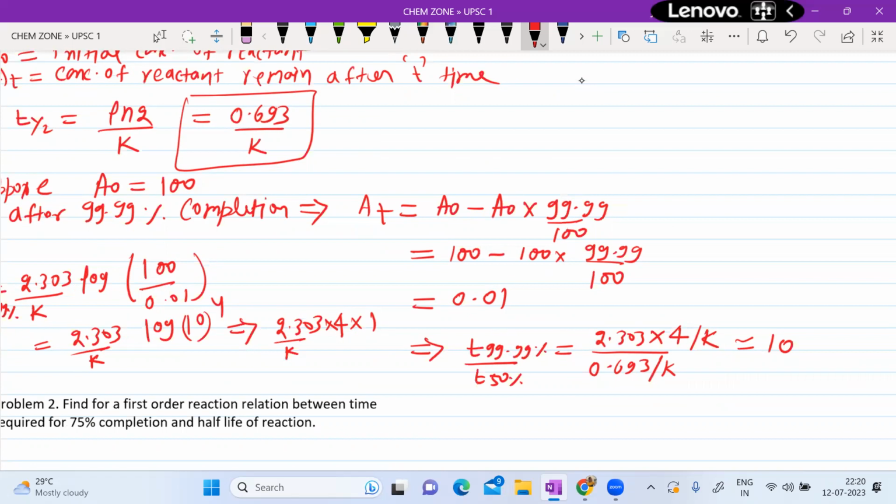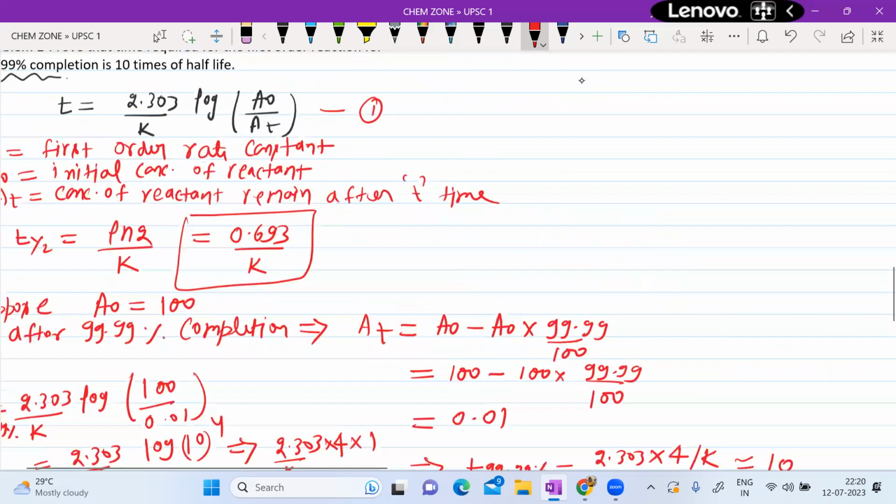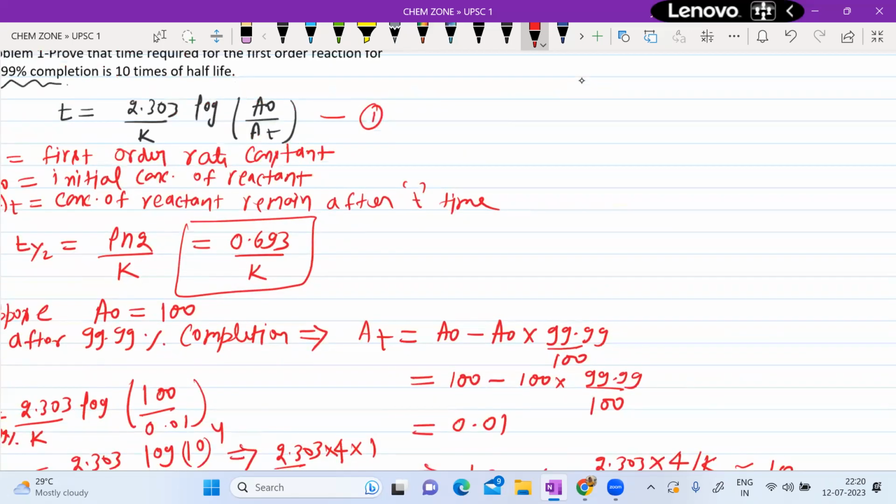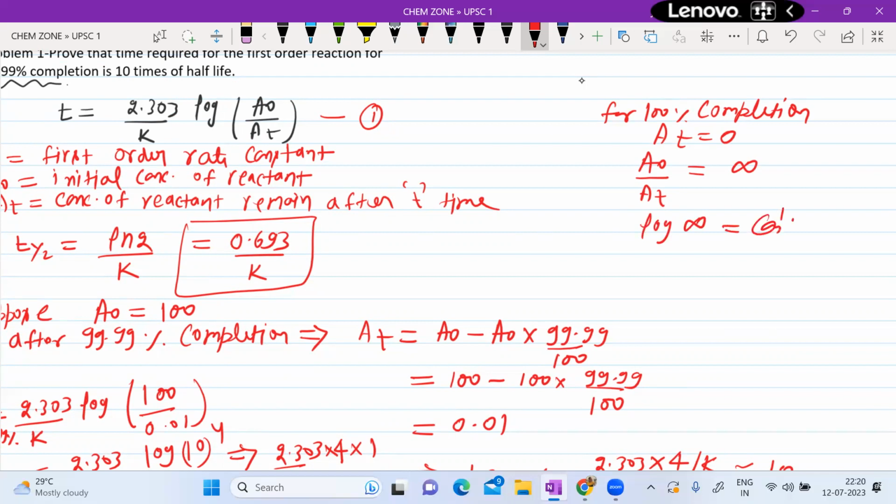As well as in this equation, if the reaction gets completed for 100% completion, it means the value of At will be 0. So the ratio of A0 by At becomes log infinite, which cannot be defined.